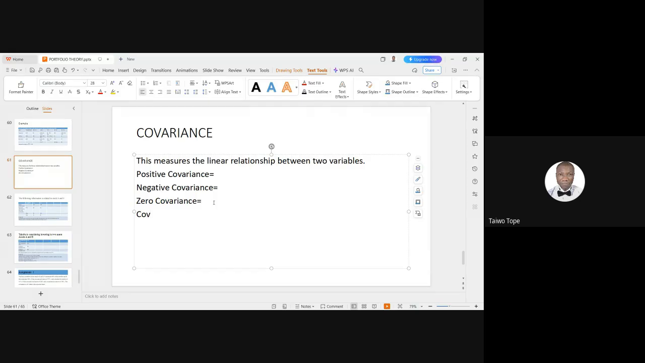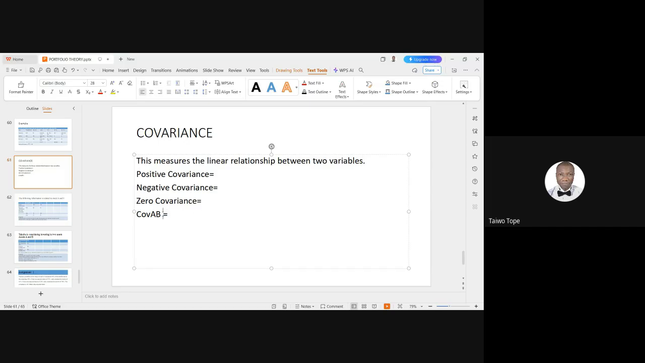Covariance. Let's use two stocks. It can be stock X and Y, or stock A and B. It can be anything, but just know the formula. Let's use stock A and B.